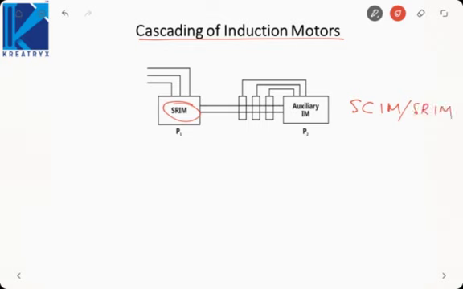Now there are two types of cascading. One is called cumulative cascading.